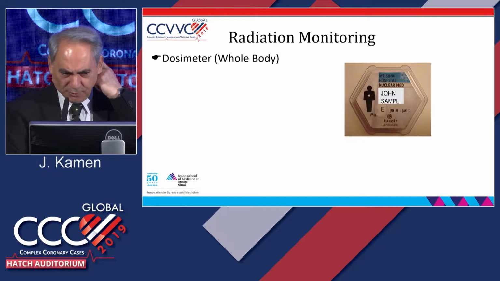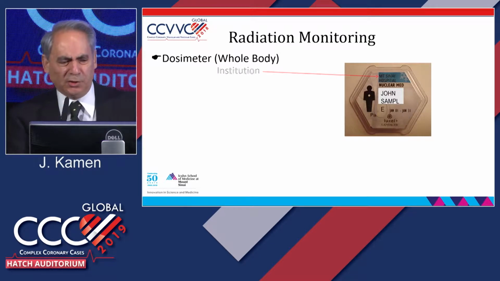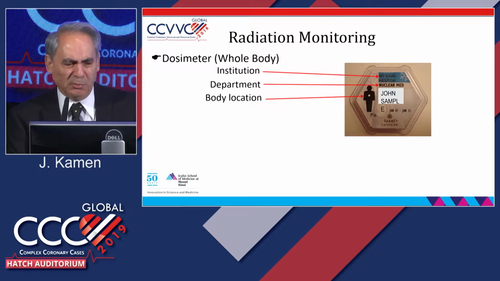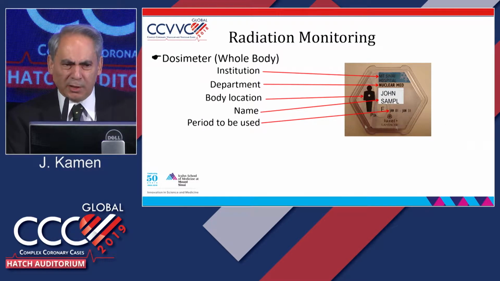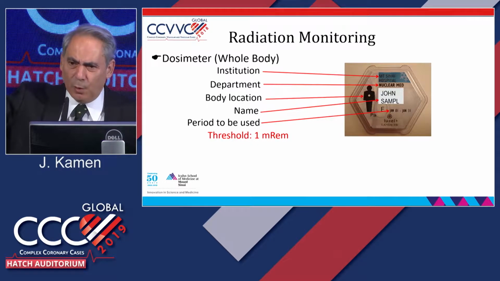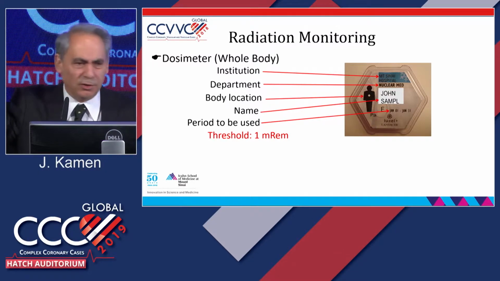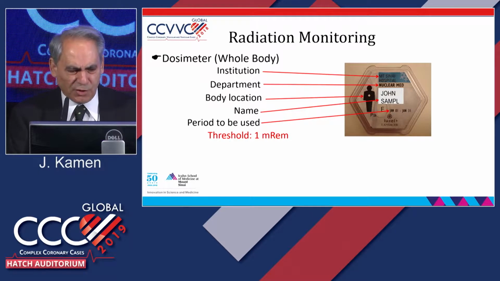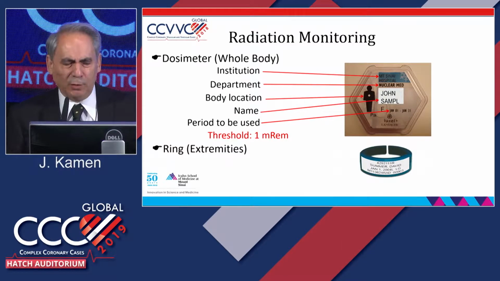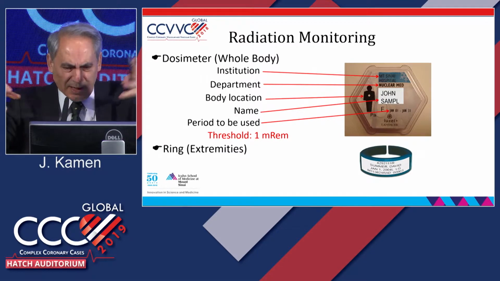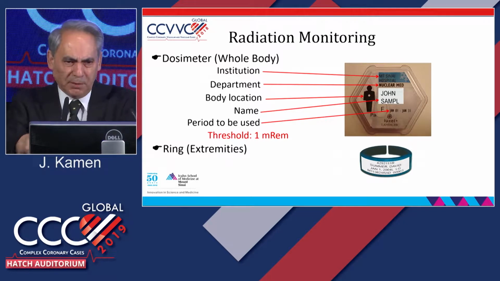How do we monitor you? We have this radiation dosimeter, you've seen it. This dosimeter tells you what institution, what department, which type of badge, what's your name, which period to be used. The threshold is 1 millirem. It's very sensitive. If I put one of them on the wall, and I come back 2 weeks from now, it shows me how much radiation is in this room. So it's extremely sensitive. We have also ring badges for those people that have to put their hands inside the beam.